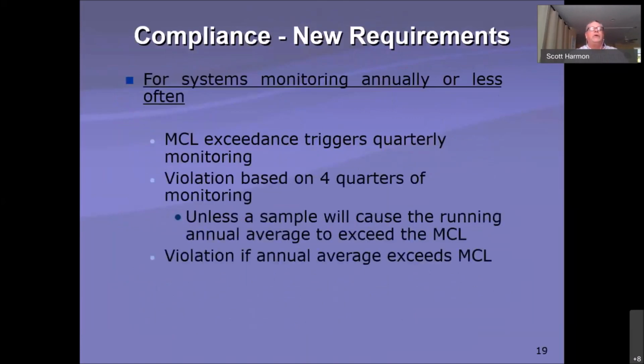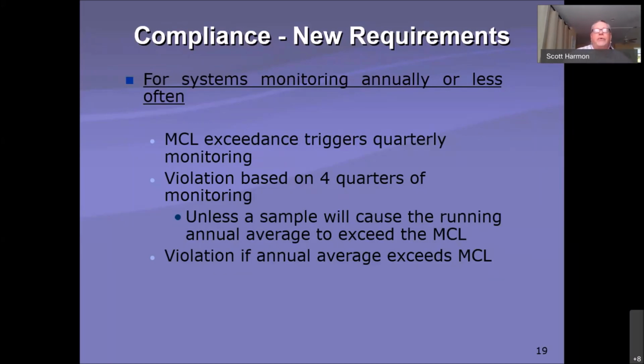So here are some of the compliance requirements, and you can read along with me. Systems monitor annually or less often. An MCL exceedance triggers quarterly monitoring. So if you ever got to the point where you were testing and saw an uptick of arsenic in your raw water, if it ever exceeded that MCL, it would trigger the quarterly monitoring. Violations are based on 4 quarters of monitoring, which is standard for most of the different standards that are tested for.